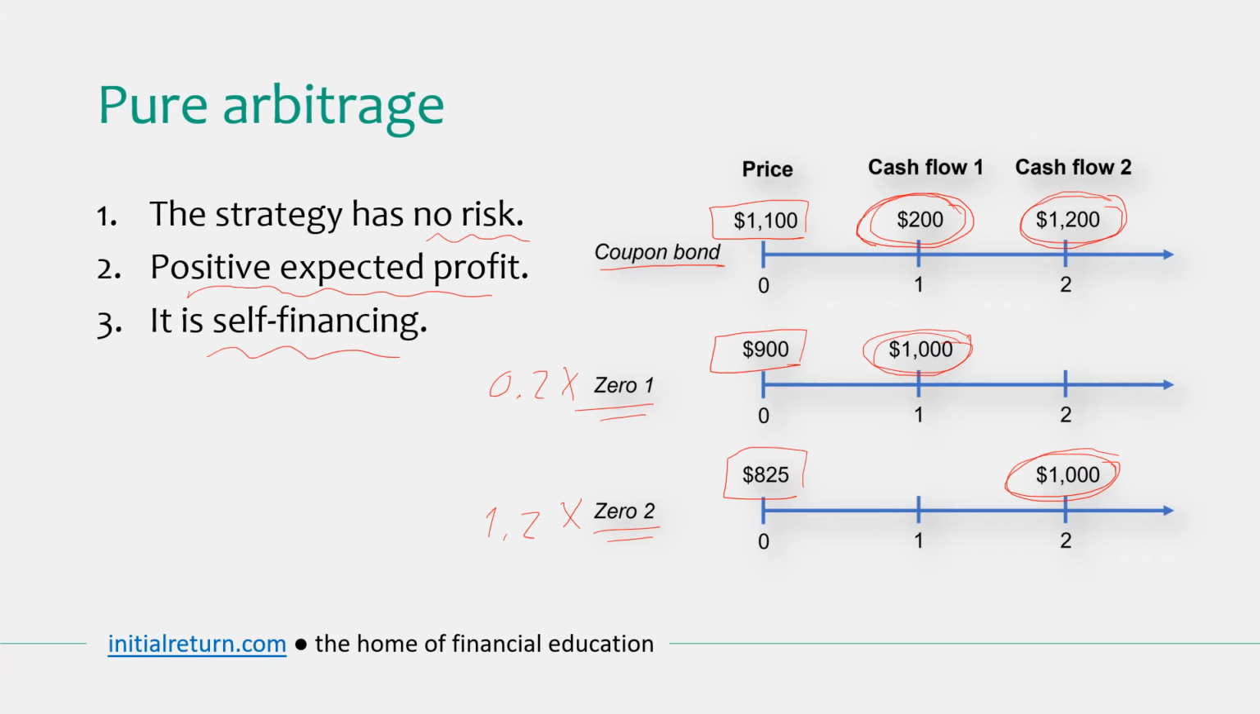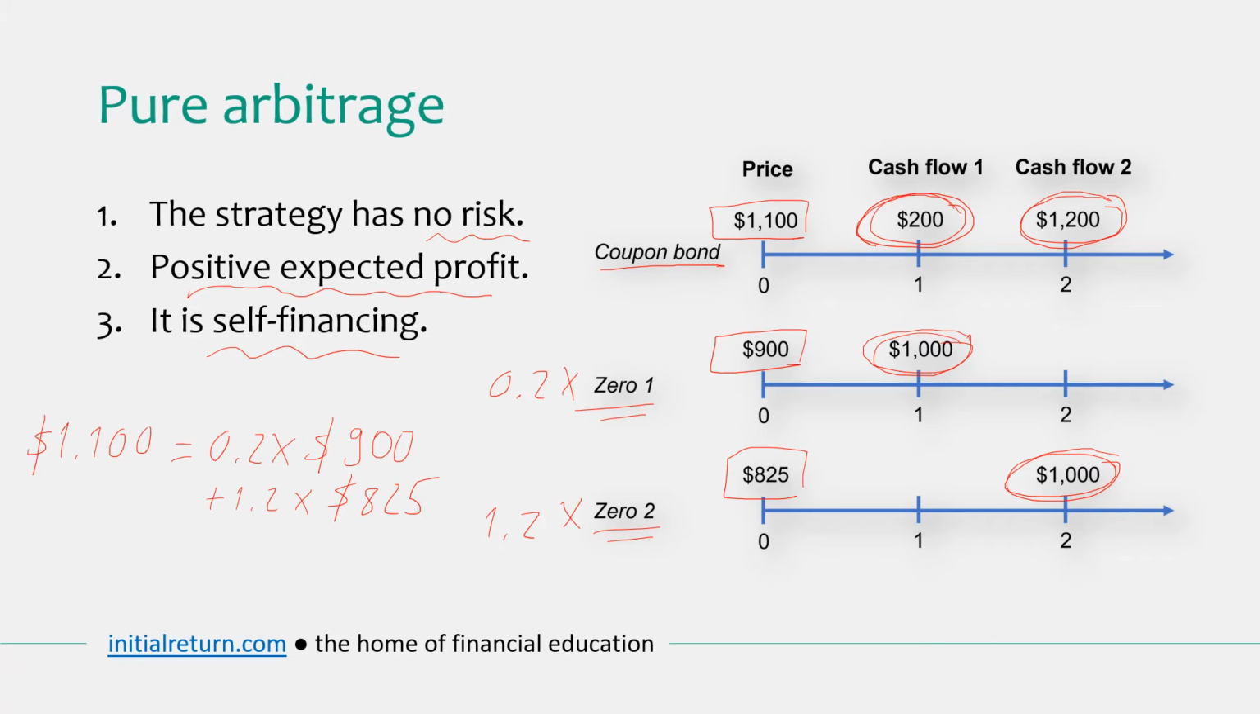The law of one price says that assets that have identical cash flows should trade at the same price. So, which means that the coupon bond price is 1,100. Okay, so this should be equal to 0.2 times the price of the first zero, which is 900, plus 1.2 times the price of 825, right? So let me do the calculations here. I'm just going to pause. Right, I paused the video for 1 sec there to make the calculation.